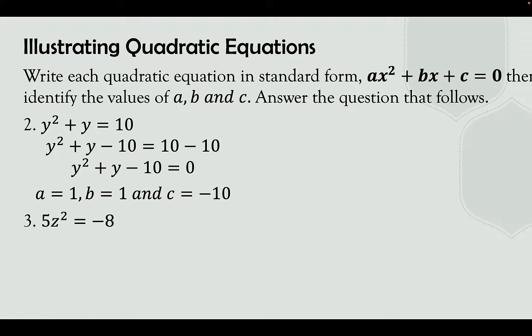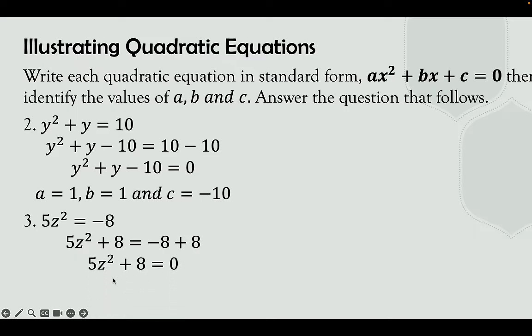Next, we have 5z squared equals negative 8. Our goal here is to rewrite this first into the standard form of a quadratic equation. In the right side, we must have 0, so we need to add 8 to both sides to eliminate the negative 8 in the right side.